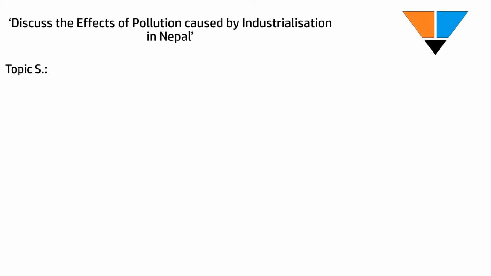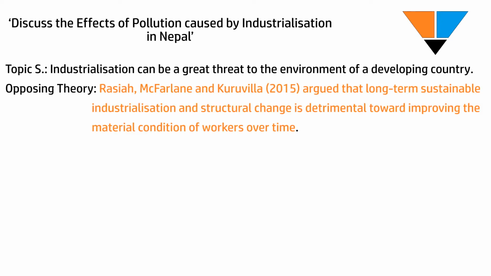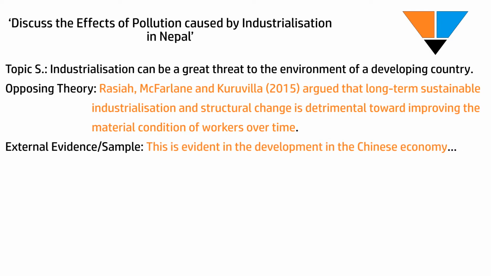Topic sentence. Industrialization can be a great threat to the environment of a developing country. Opposing theory, external. Razia, McFarlane, and Kuruvilla argued that long-term sustainable industrialization and structural change is detrimental toward improving the material condition of workers over time. External evidence. This is evident in the development in the Chinese economy, which saw an increase in wages through industrialization and structural change.